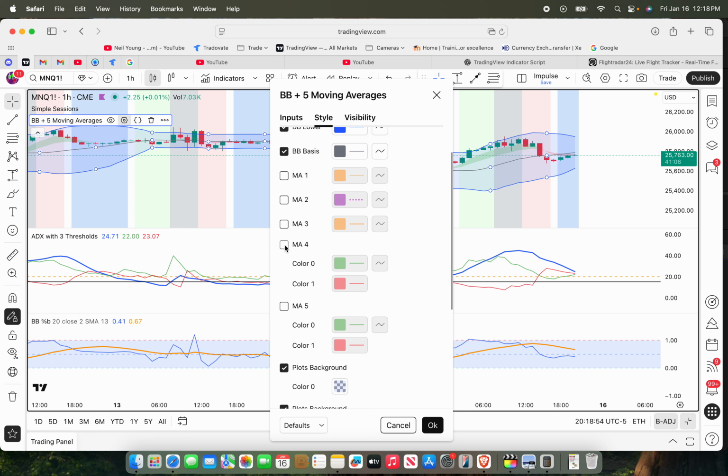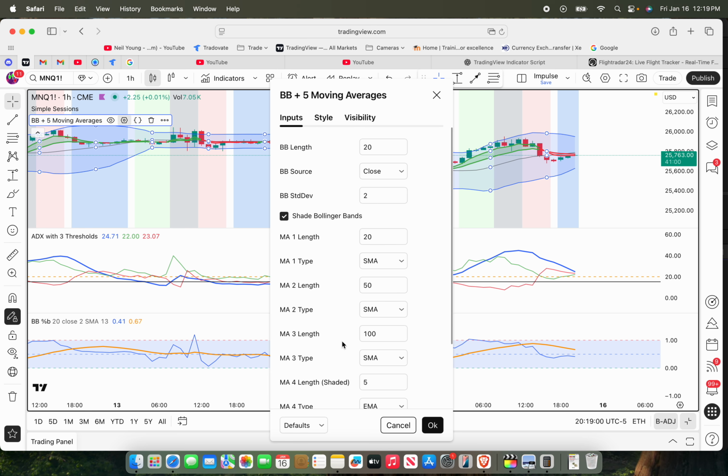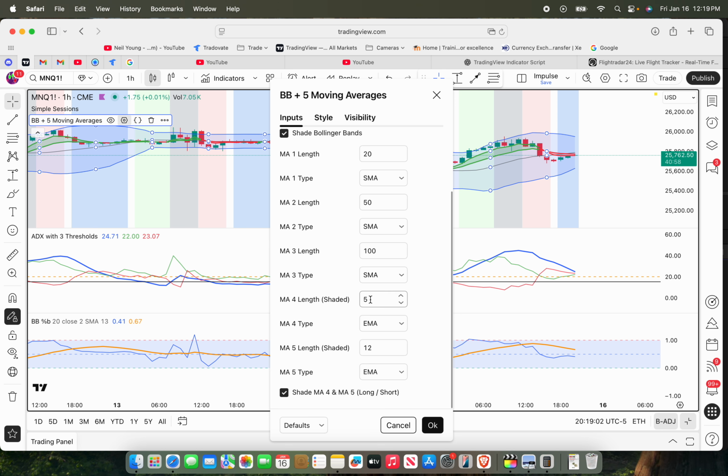So let's look at the plots. Okay, the short length is set at 5 and the longest length is set at 12. Okay, you can choose whatever numbers you like. I've just decided that I like a 5 and a 12. Okay, it sort of sits between all my moving averages. 5 is sort of half of 10, and 12 was sort of half of 20.